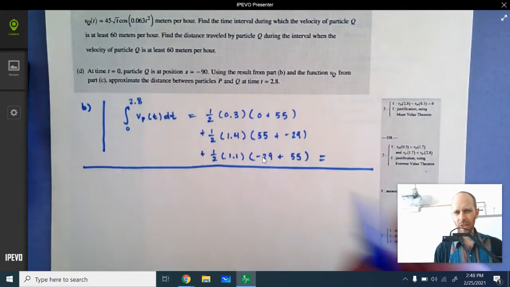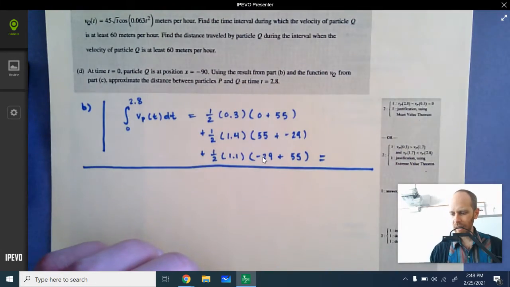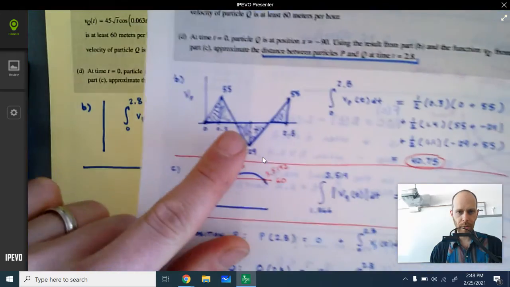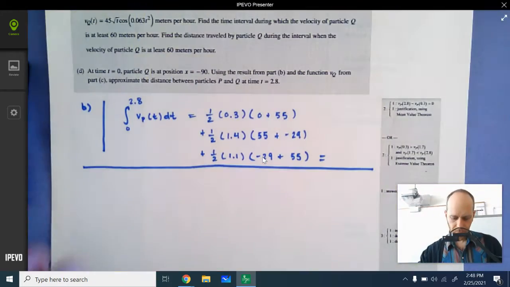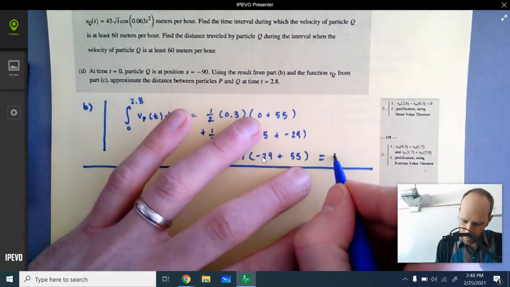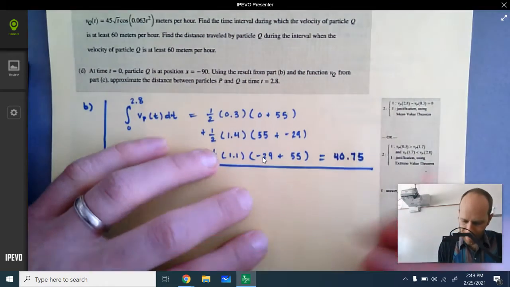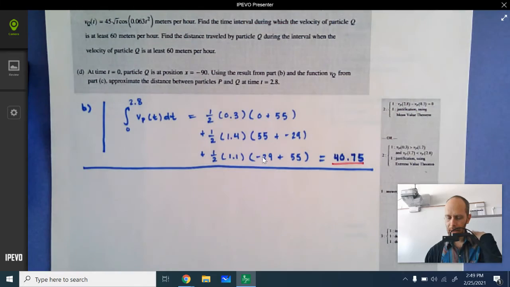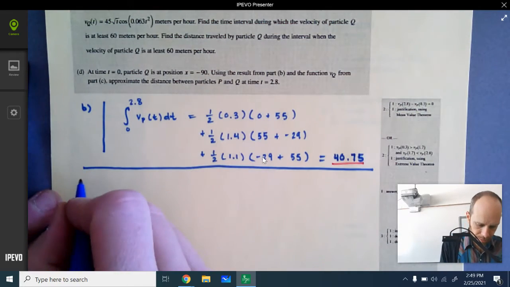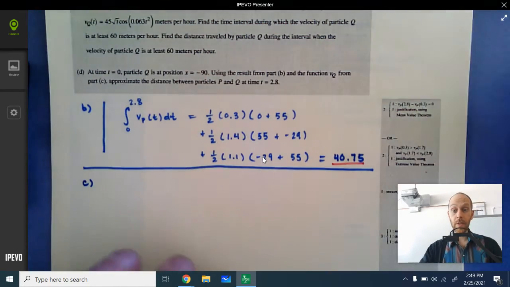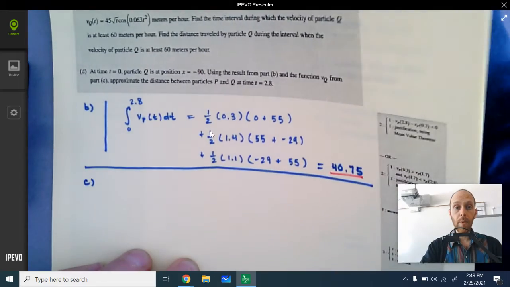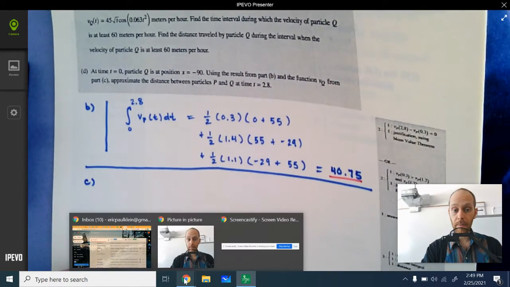This one, drawing the picture, is a little hard because the negatives make it look weird. You have funky trapezoids like this. Okay, answer should come out to be 40.75. If you got that, give yourself a little bit of a pat on the back, and then take a shot at part C. You want to pause the video again now.